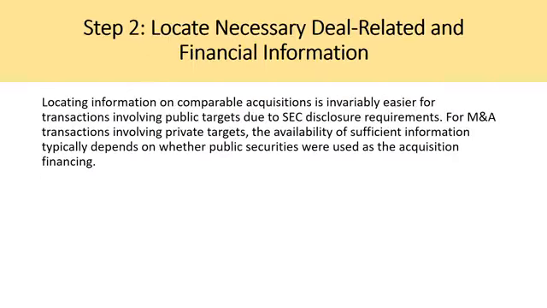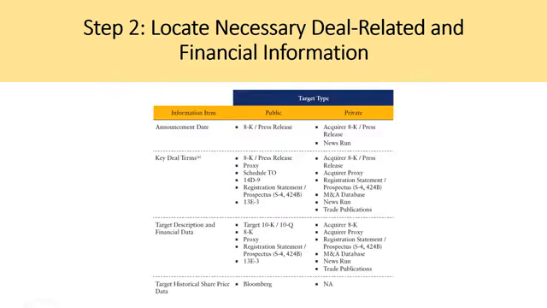Okay, so step 2. Locate the necessary deal-related financial information. Locating information on comparable acquisitions is invariably easier for transactions involving public targets due to SEC disclosure requirements. For M&A transactions involving private targets, the availability of sufficient information typically depends on whether public securities were used as the acquisition financing. So this is a quick overview of the different information sources for either public or private companies. You can pause the video and look through it.